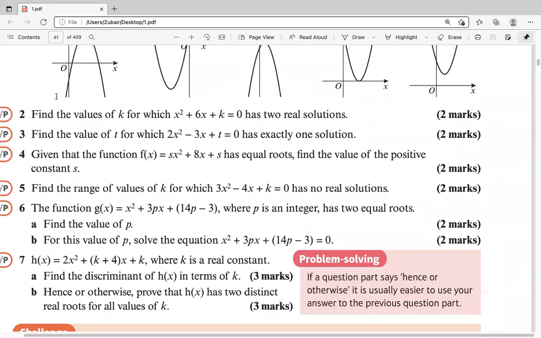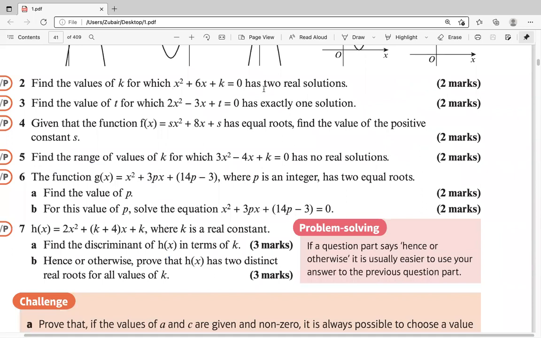Look at these questions. Question number two, find the values of k for which this has two real solutions. The question clearly says two, so two real solutions would mean b square minus 4ac greater than 0. Question number three says exactly one solution, so that means equal to 0. Question number four, given that this has equal roots, again equal to 0. So these are the different words the question will use. And when it only says real roots, then you will use greater than or equal to.